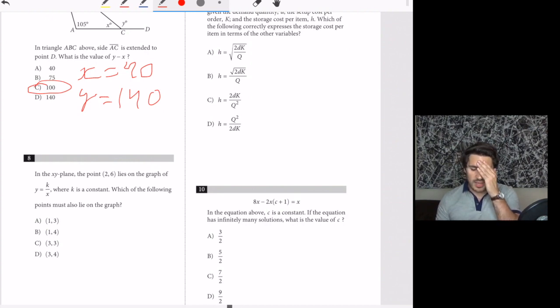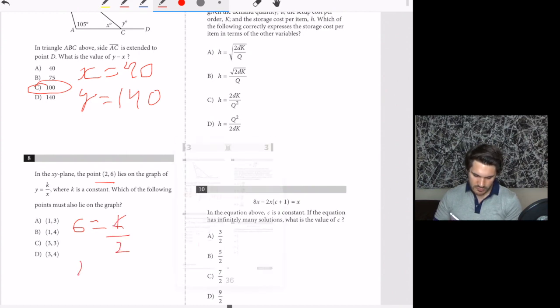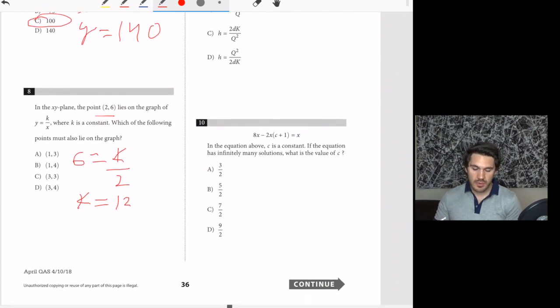Okay, well, we know k is a constant, but we don't know what it is, so we need to figure out what it is. So let's just start by plugging in the point they gave us, (2, 6). So 6 equals k over 2, which means that k equals 12. Well, if we know that k equals 12, all we got to do now is see, when k equals 12, which of the following points will make a true equation, an equation that holds true. Let's start with A, (1, 3). So the question is, is 3 equal to 12 over 1?